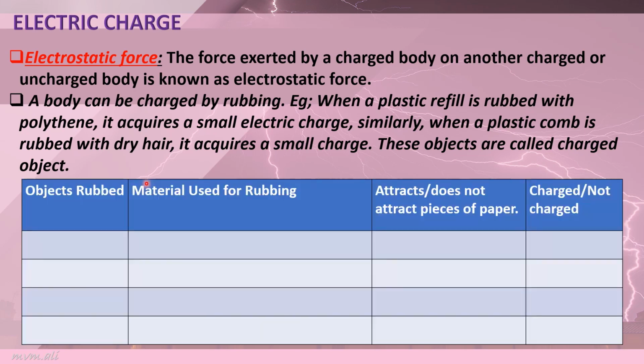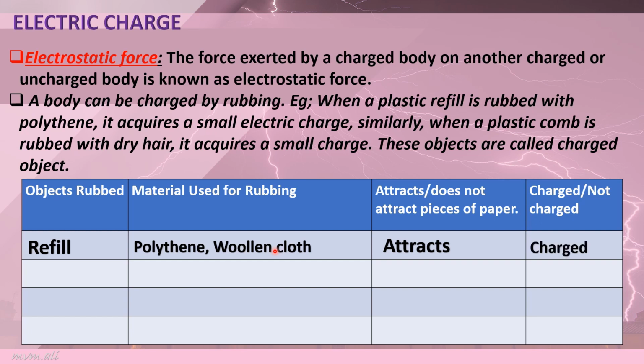Let's take some materials to demonstrate the charging by rubbing process. First I am going to take the refill and polythene or woolen cloth. If we rub the refill with the polythene or woolen cloth, after the rubbing, take a small pinch of paper and check whether this piece of paper is attracted toward the refill. We can observe that it is attracted towards the refill. It is because the refill is charged. Not only the refill, both objects get charged.